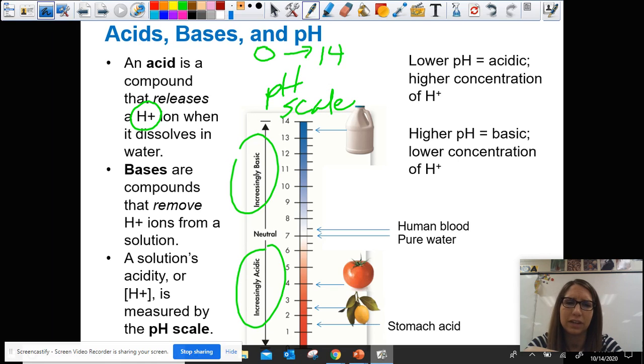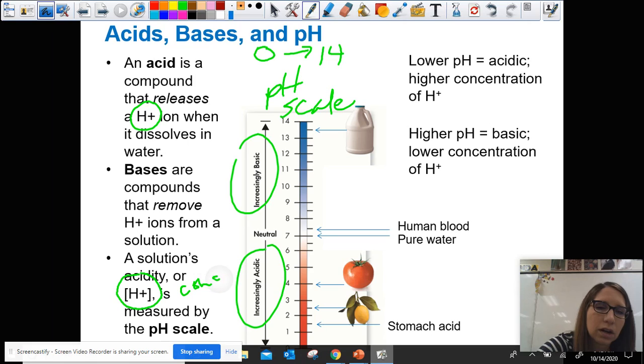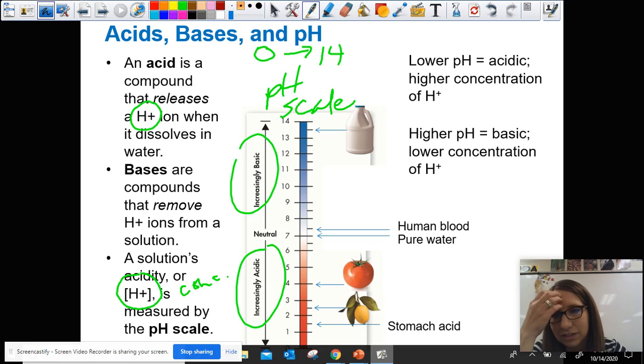A solution's acidity or hydrogen ion concentration is measured by our pH scale. So this right here, by the way, where I have these square brackets surrounding my H+, that means hydrogen ion concentration. So again, the amount of hydrogen ions in this solution.